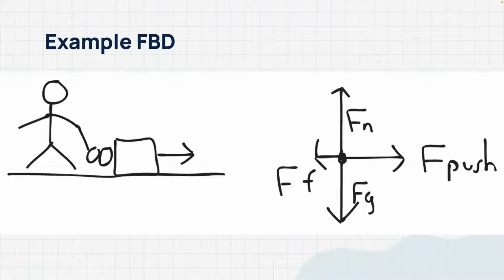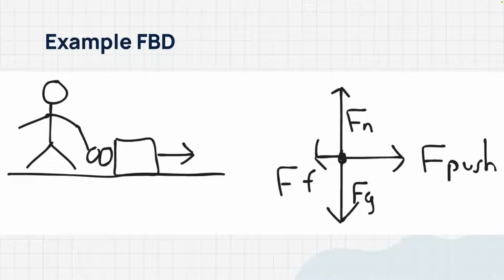Okay, here's an example of an FBD. So this guy, he's pushing a block, and the block is moving forward as shown by the velocity vector. So in the free body diagram, obviously there's the force of gravity down, but since it is not accelerating in the y direction, the normal force must balance it out completely, which is why the two vectors are equal on the FBD.